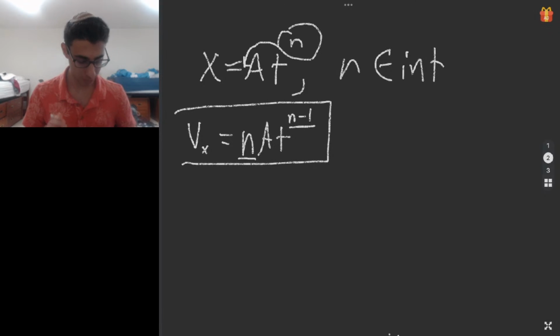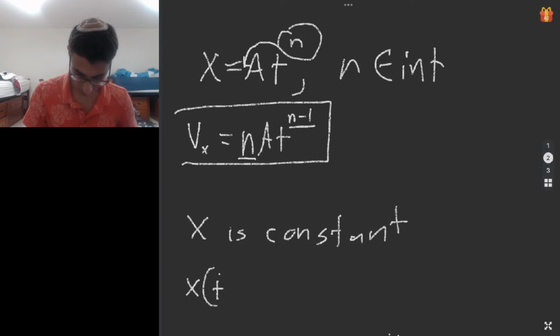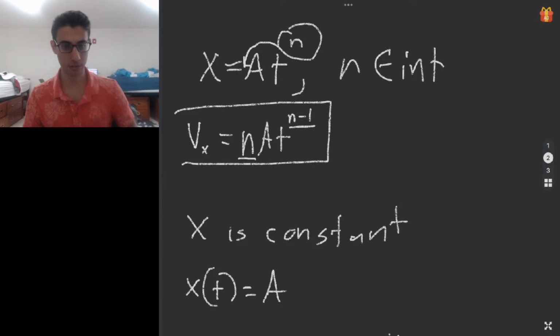And this should make intuitive sense for certain things. So imagine that x is constant. That would look something along the lines of x of t equals a. So basically, it's not changing along with time.